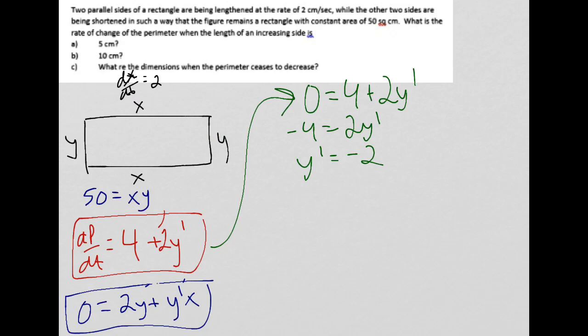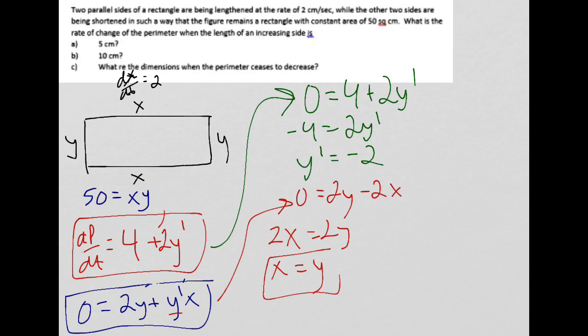All right, so now I'm going to combine that with this line right here. I know y prime is negative 2, so I can plug that into here. So I get 0 equals 2y. Negative 2 goes in for y prime, so minus 2x. If I move the x over, I get 2x equals 2y. Divide by 2, and I get x equals y. So know that x and y are going to be the same thing. Boom, I know that's a square, right?